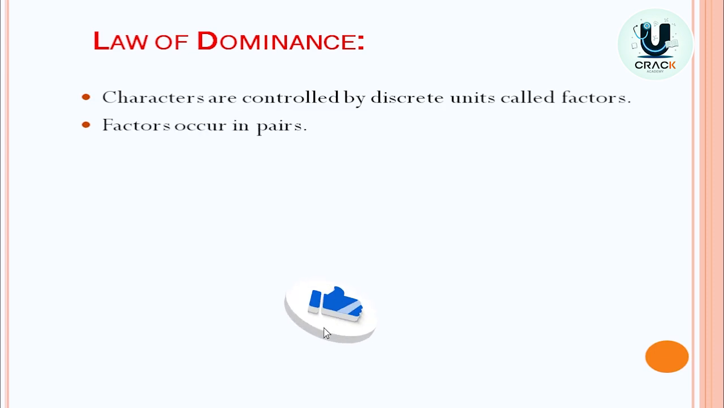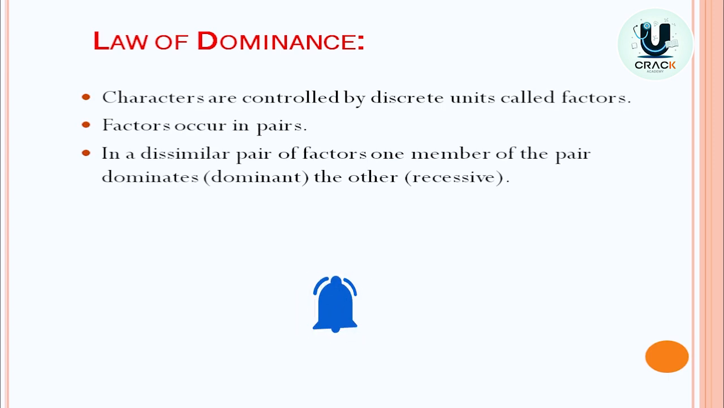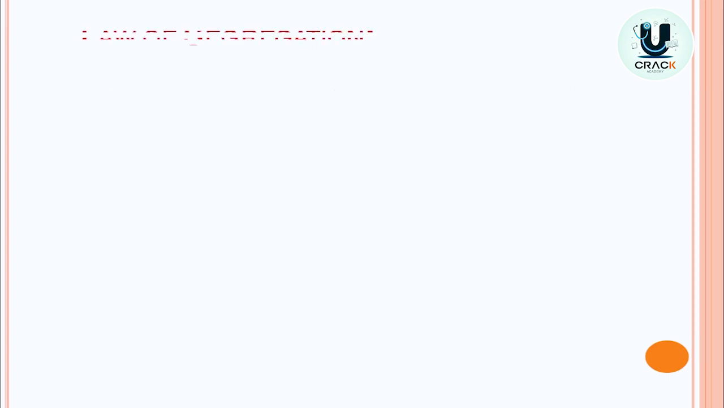Law of dominance. Characters are controlled by discrete units called factors. Factors occur in pairs. In a dissimilar pair of factors, one member of the pair dominates the other, which is recessive.